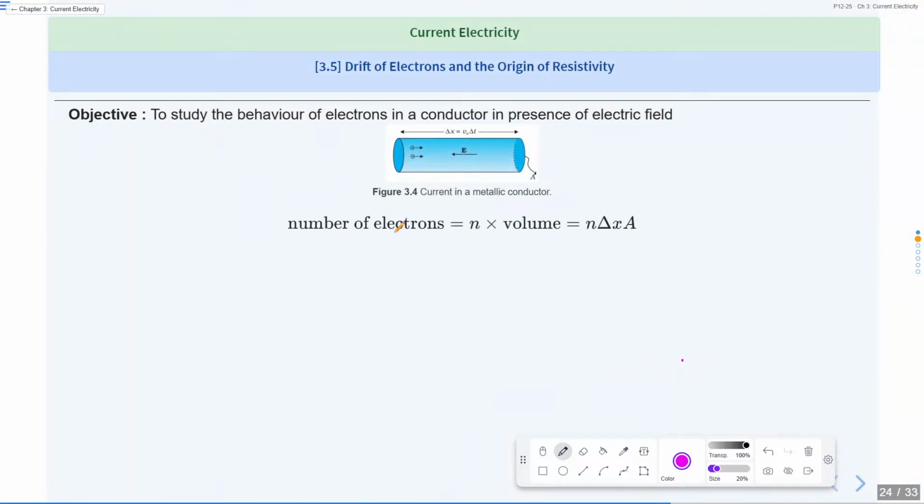So how many electrons are there? If n is the number of electrons per unit volume, then for a given volume, the number of electrons is n into volume. Okay, so what is the volume?